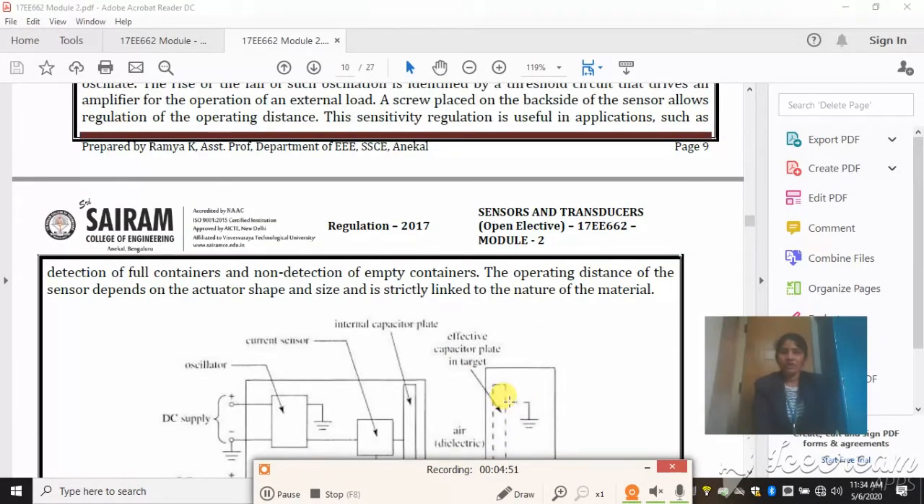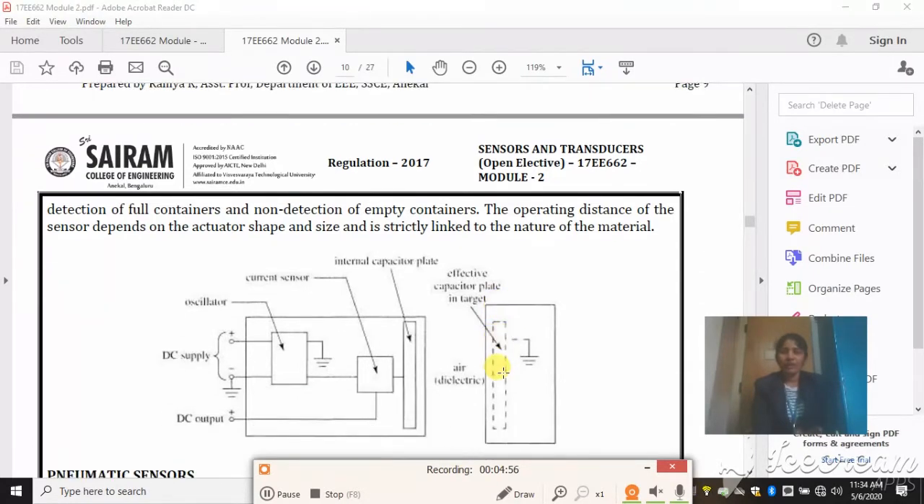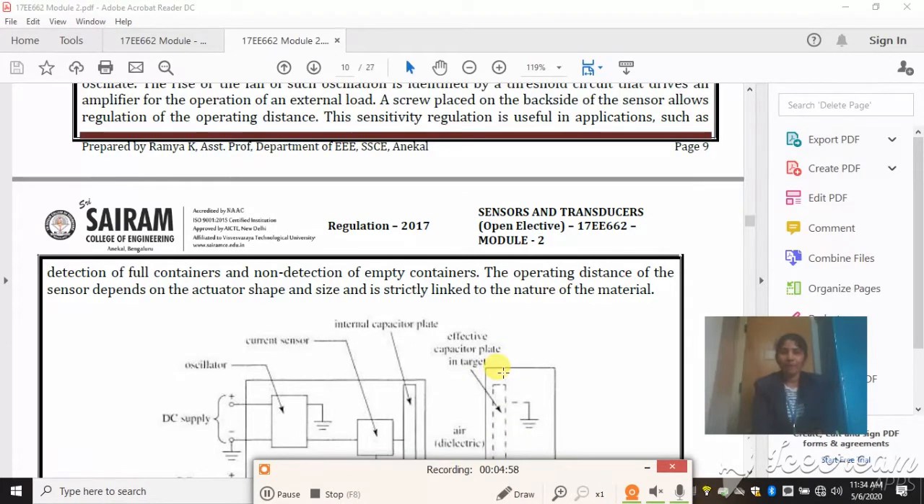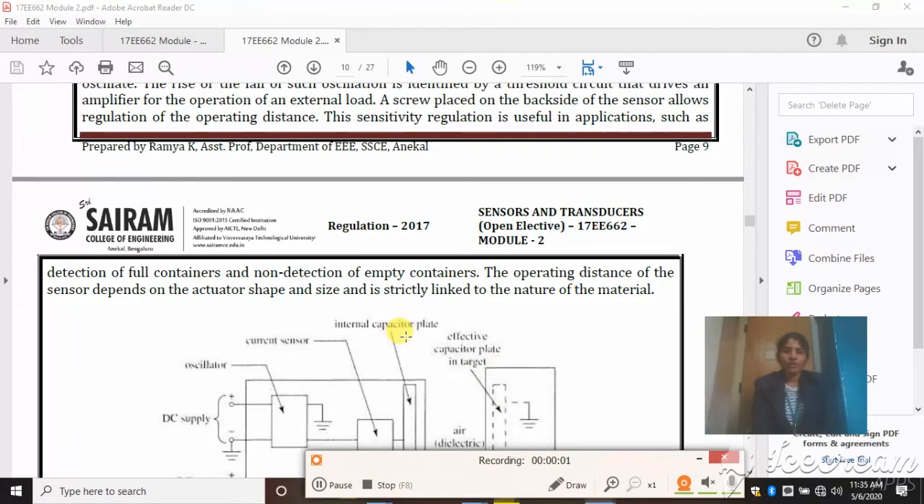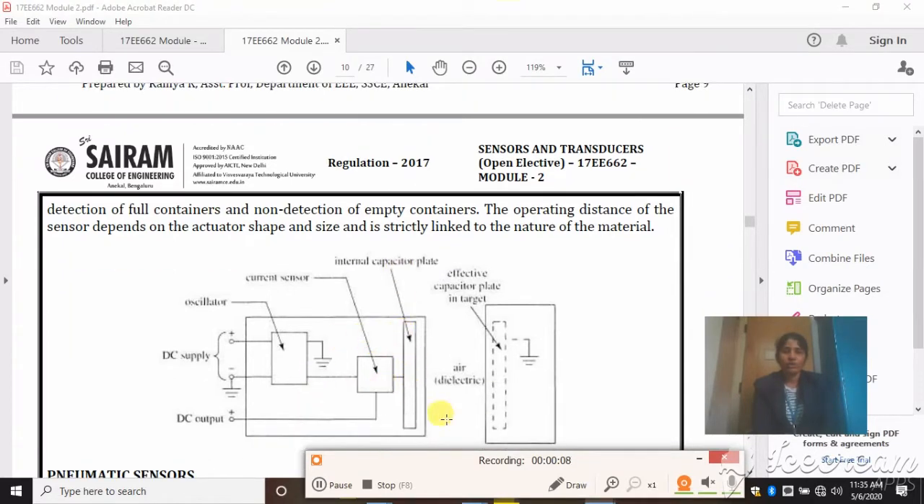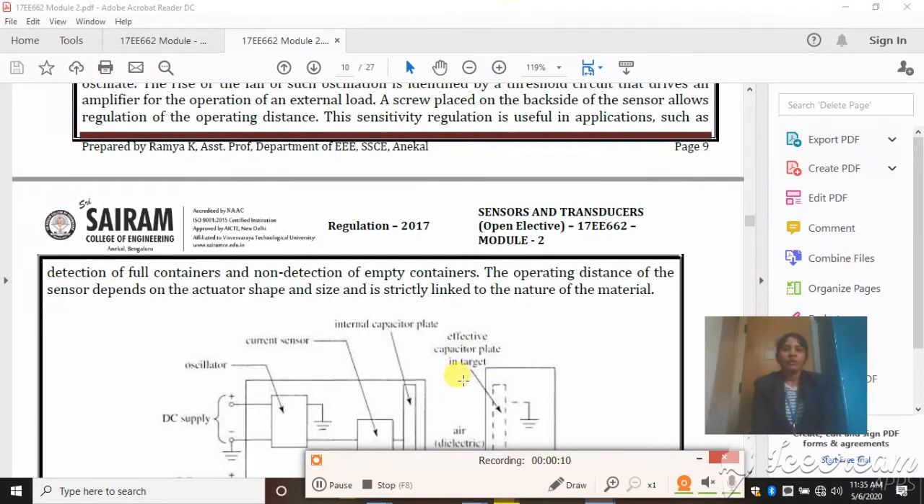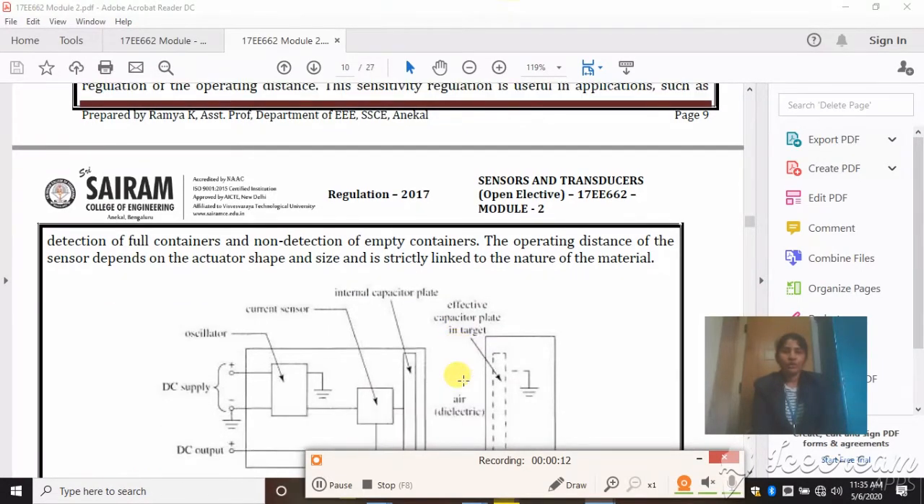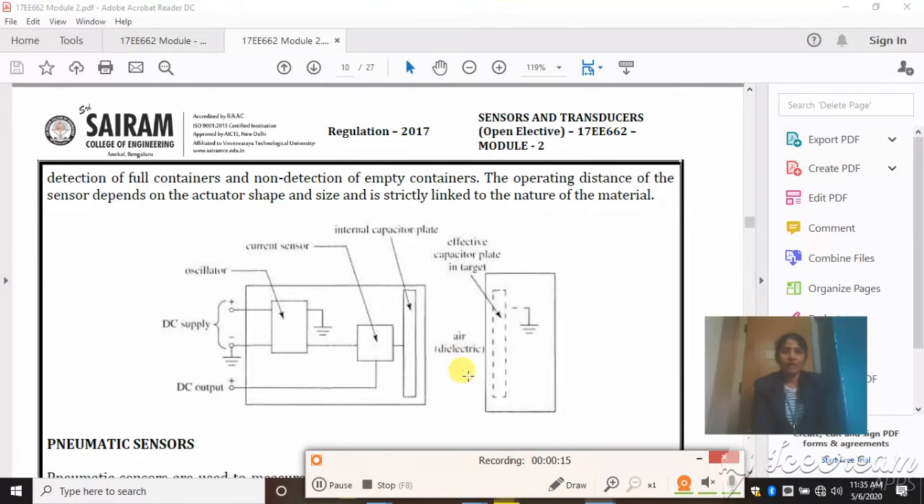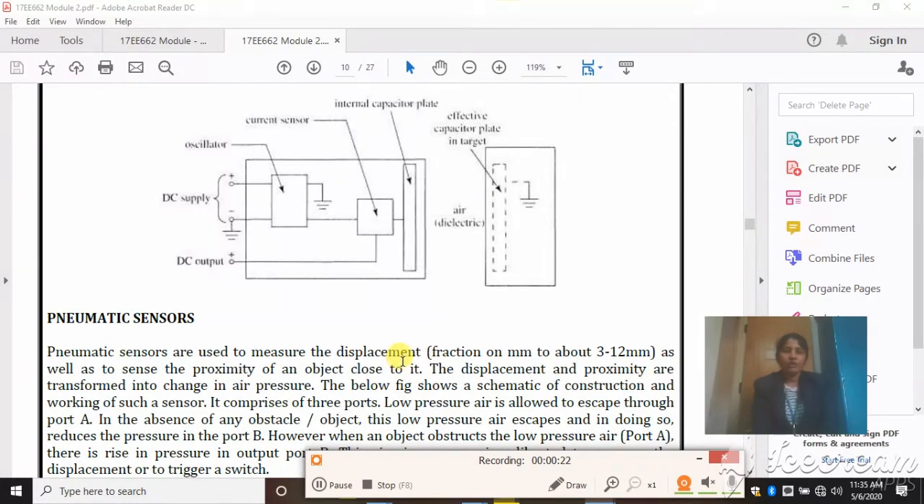This oscillation is identified by the threshold circuit, and that particular voltage is amplified. Whenever the object is detected, the sensitive part tries to oscillate the circuit, and it is measured by the threshold circuit. The threshold circuit output is then supplied to drive the amplifying circuit for the operation of your external load. Some of the applications of this capacitive sensor are detecting the presence or absence of empty containers. This is how your proximity sensor works.